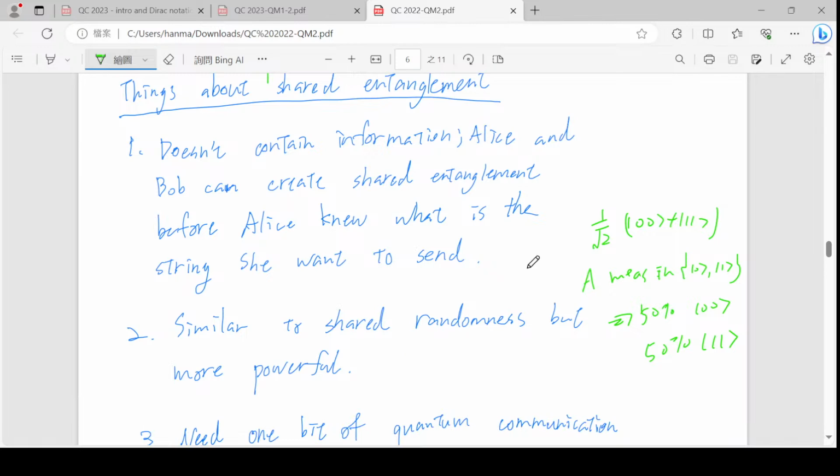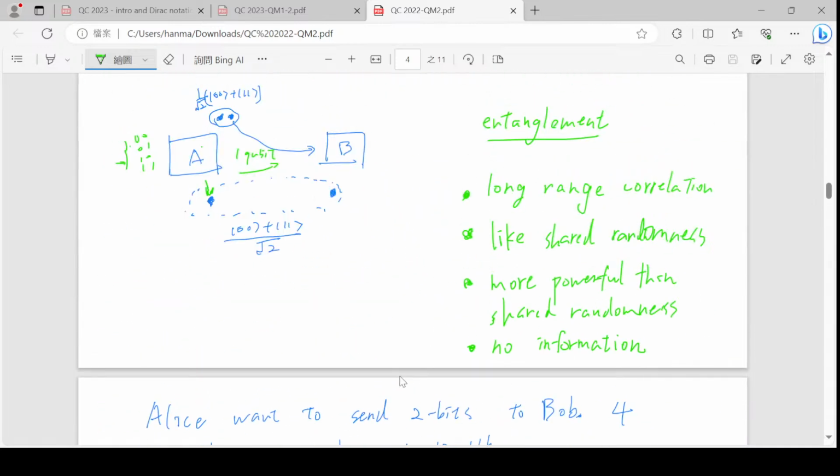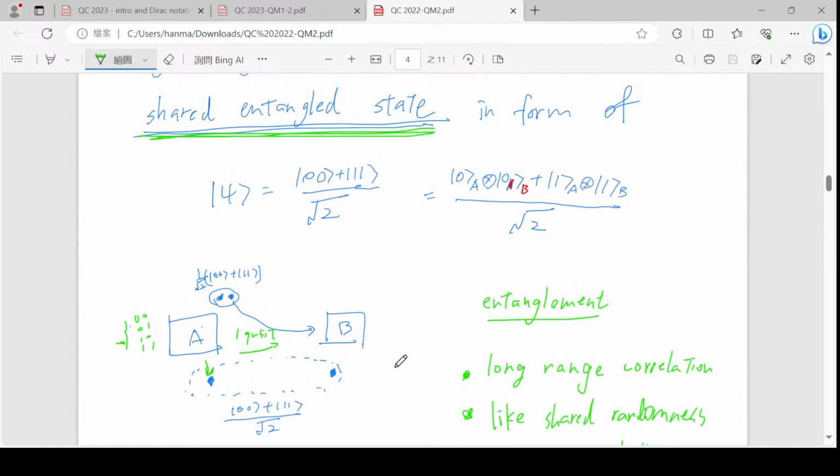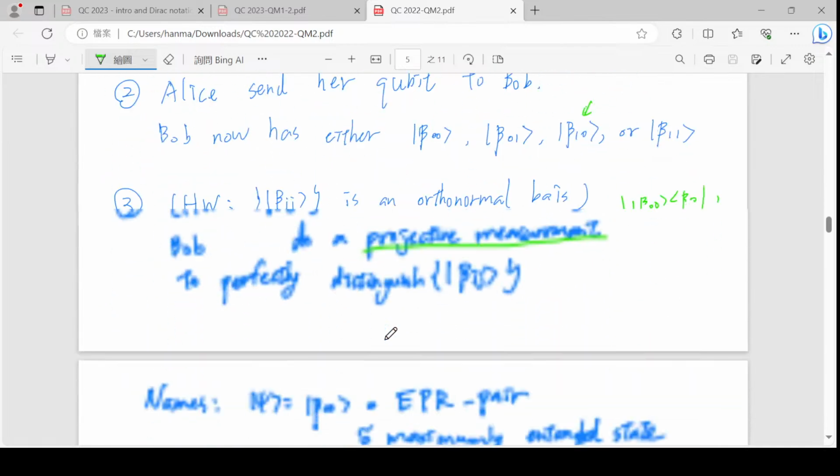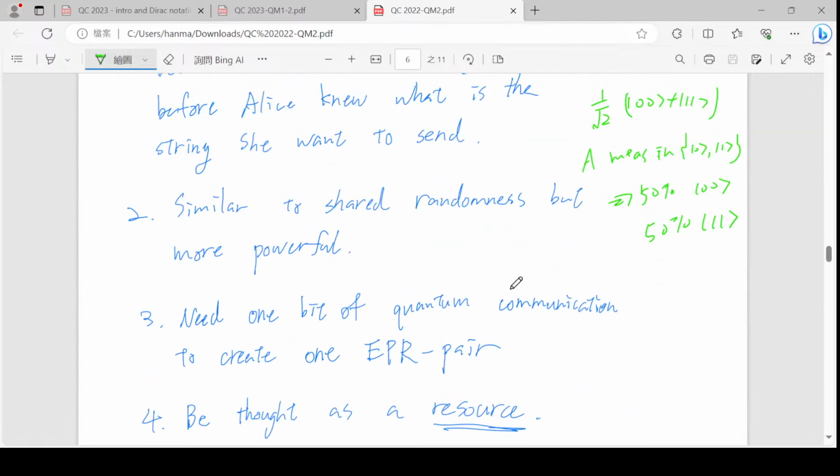That's a little similar to shared randomness, but you see that this is more powerful. For those of you who don't know shared randomness, it's like Alice and Bob flip a public coin beforehand. Say Alice flips a coin, so she will get a 0 or 1 with 50% probability each.